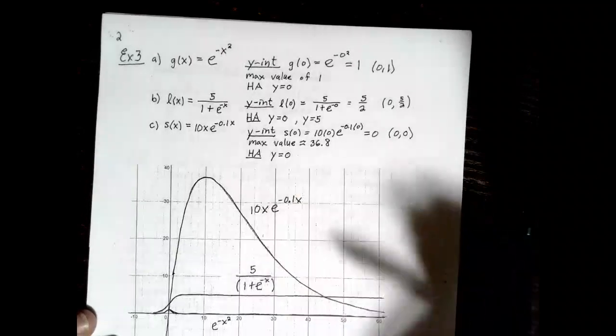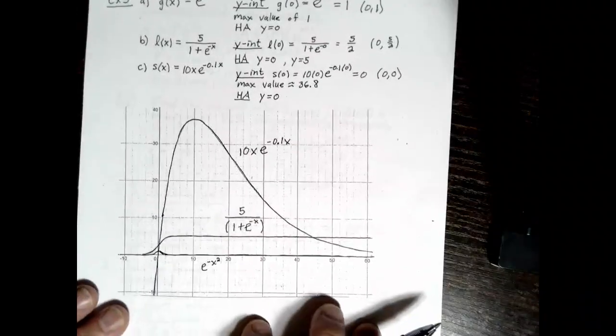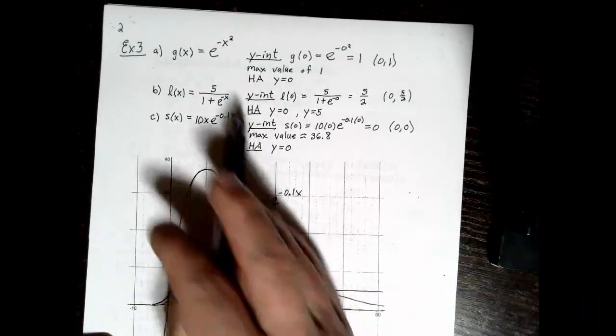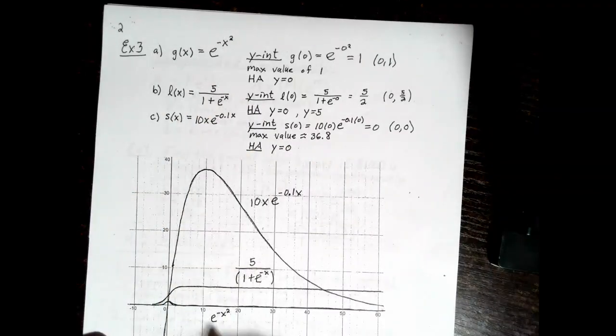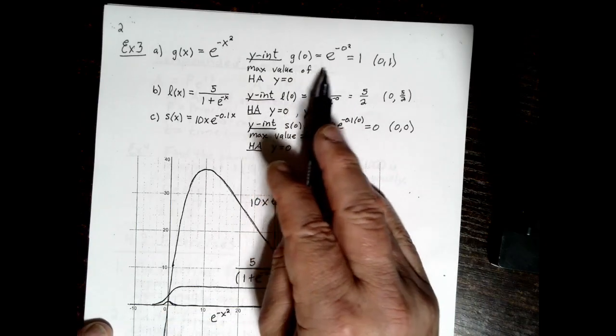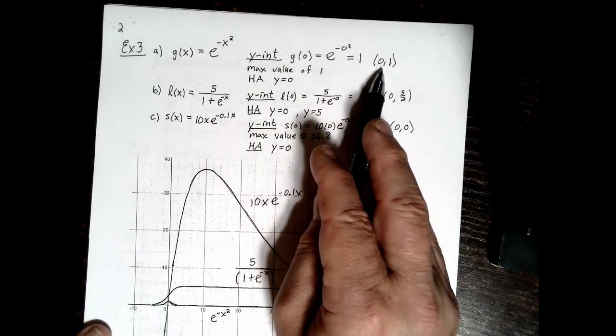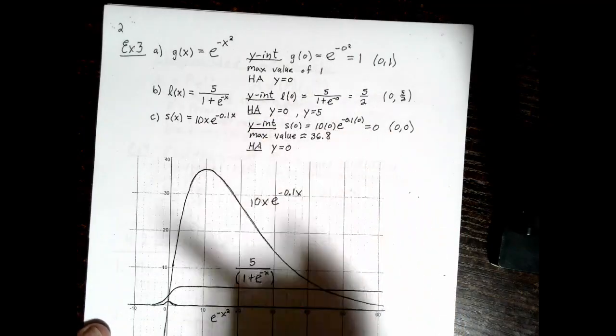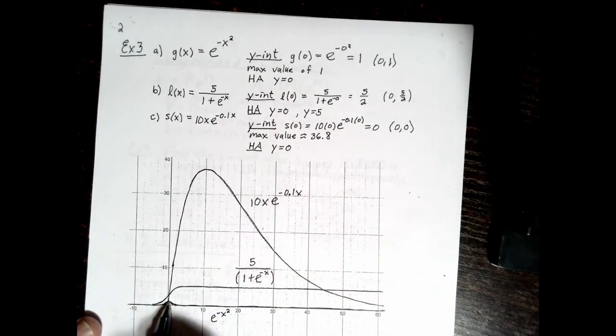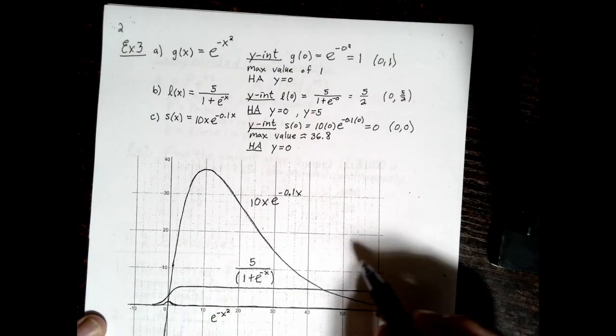Example 3, you've got 3 different bizarre looking shapes here. This first one is e to the negative x squared, which is this guy right here. It's almost right on top of the x-axis. It gets infinitely close but it never crosses, and it's got a little blip here. Its y-intercept, when you plug 0 in, you get 1, so 0, 1. It has a maximum value at this point of 1, and it has a horizontal asymptote at y equals 0.